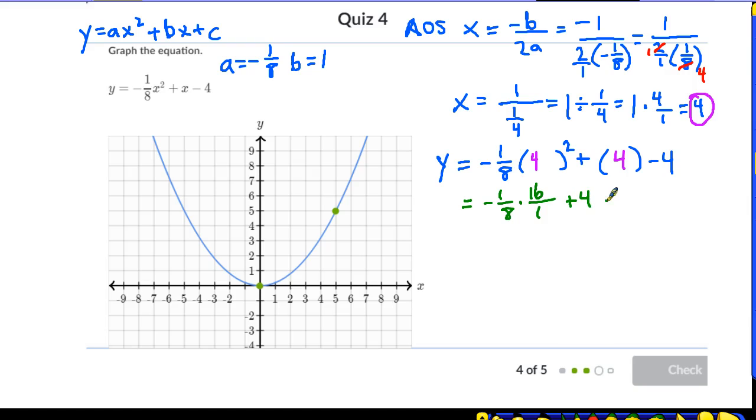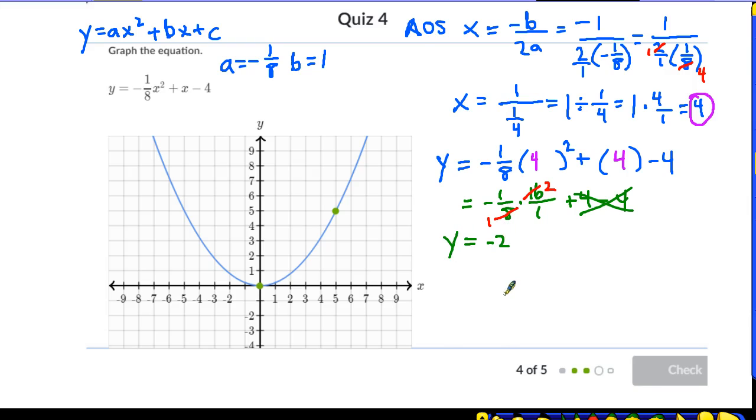Plus 4 minus 4. Oh joy, those cancel out. That's just 0. I love that. Hopefully you do too. Okay, then negative times a positive is going to keep a negative sign. And 16 and 8 can cancel. 16 gets 2 8s, and 8 gets 1/8. So it's negative 2 essentially. So let's go ahead and write that. So that is our y coordinate.